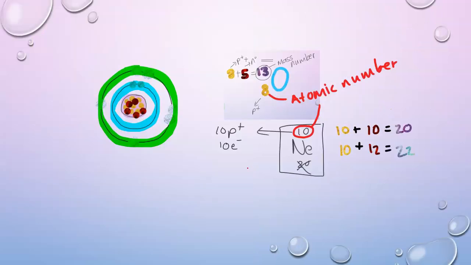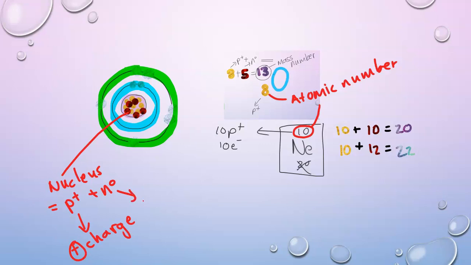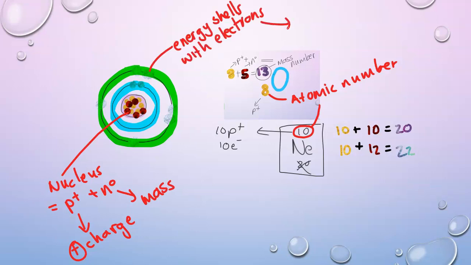So if we summarize everything that we just learned from question 1, we know that we can represent the atom like this. So on the inside, we have your nucleus, and that contains your protons and your neutrons. The proton's job is to give the atom or the nucleus a positive charge, and the job of the neutrons is to give it mass. Then on the outside, we have energy shells with electrons, and the job of the electrons is to give the whole atom a negative charge.